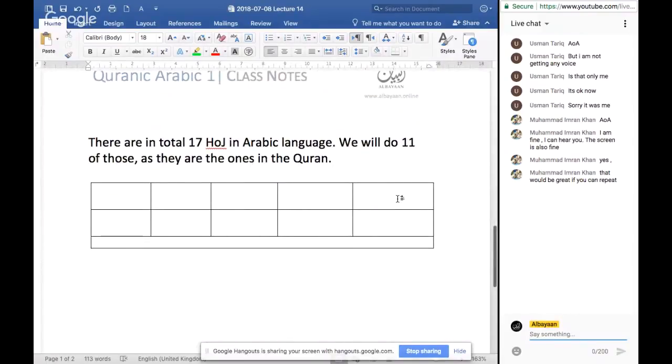Now bear with me. I'm going to build up this table. Don't go to your notes. Don't look at your notes. Don't try to rush, inshallah. Stay with me, and we'll do it slowly together.